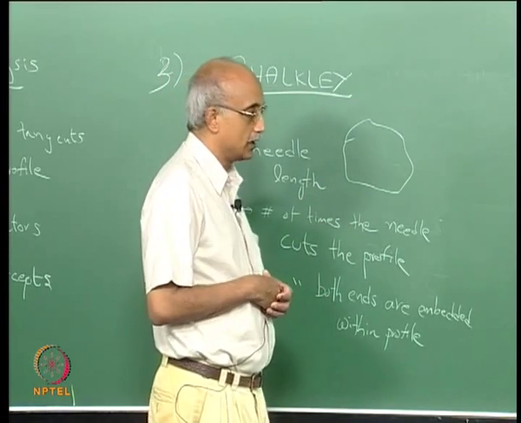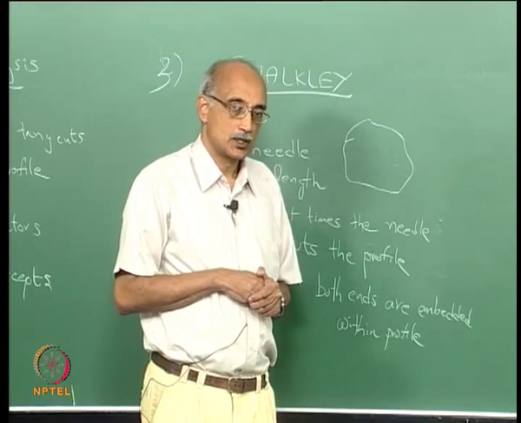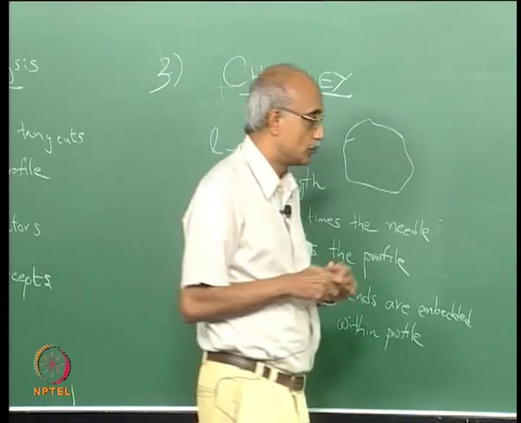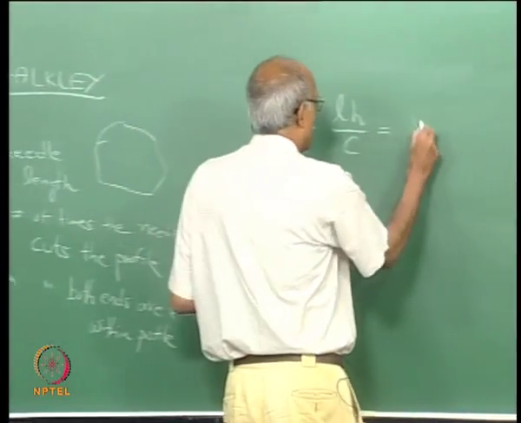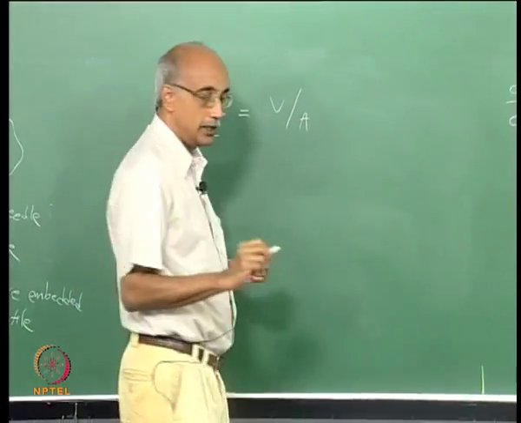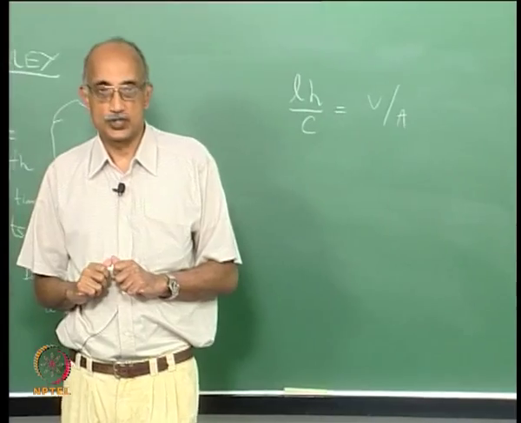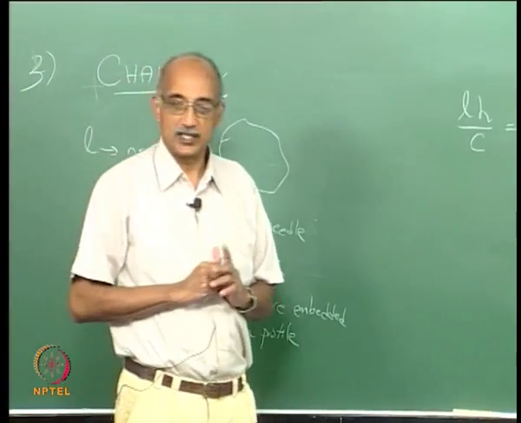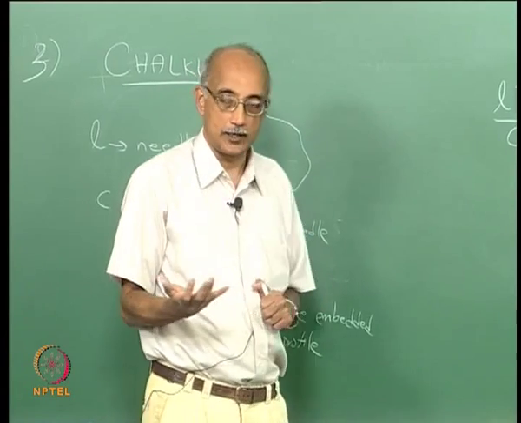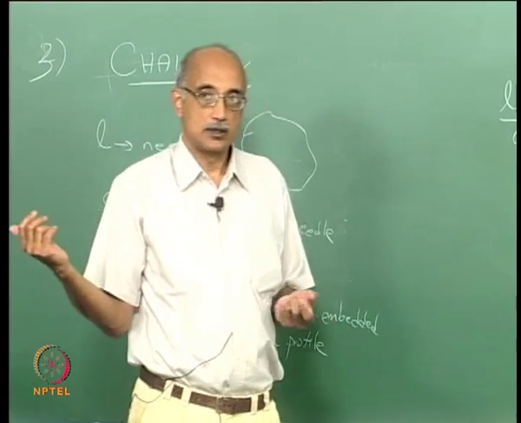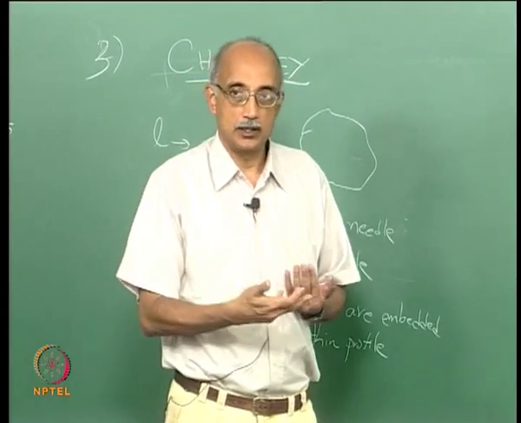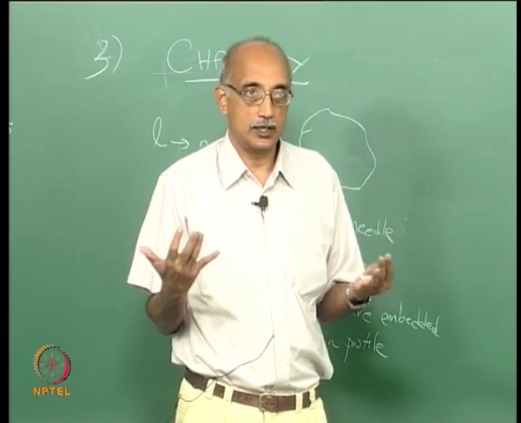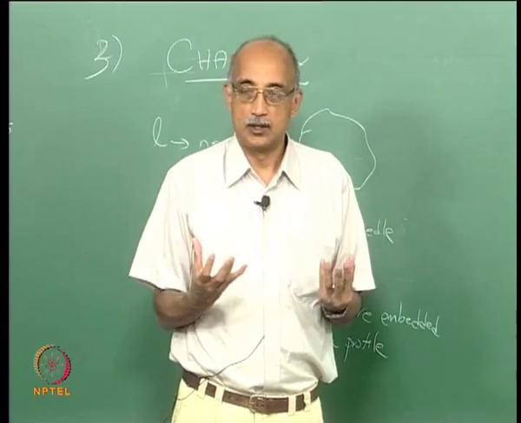So, if you take LH by C, that should give you an idea of volume per area of the particle, the projected volume to the projected area of the particle. Basically it would say that for a given area, if a needle is likely to get embedded in the profile, it is likely to have more volume, which is essentially an indicator of how bulky it is, right.